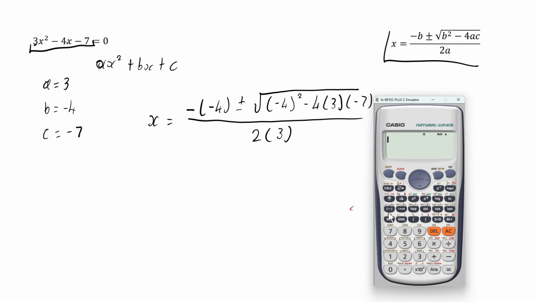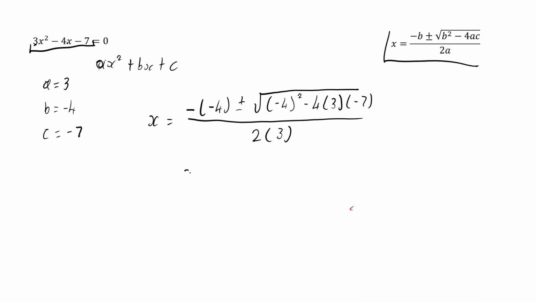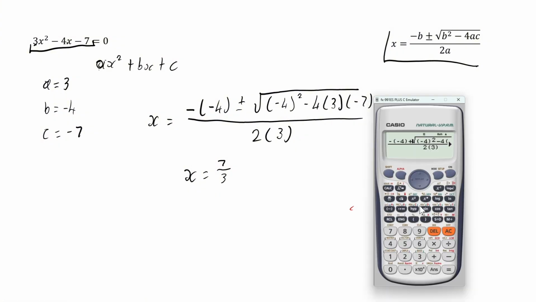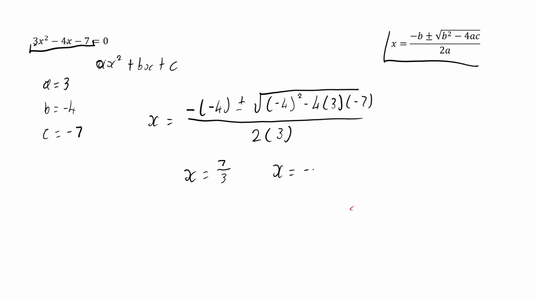So let's plug this into the calculator. So we put a fraction sign, then it's going to be minus brackets minus 4 plus the square root of negative 4 all squared minus 4 into 3 and negative 7, all over 2 and 3. So what's my first x answer? My first x answer is 7 over 3. So x is equal to 7 over 3. So we just change the positive to a negative. Therefore, x is equal to negative 1. And those are your two final answers over there.